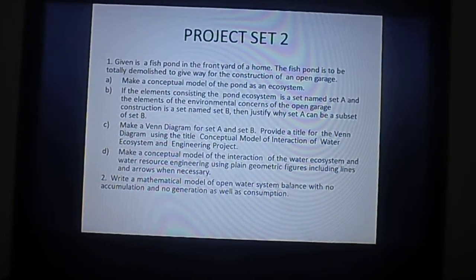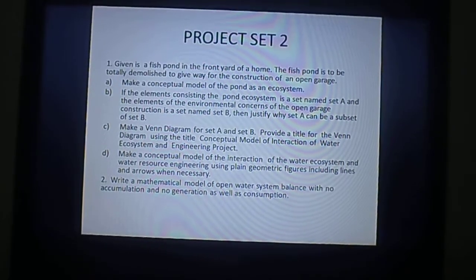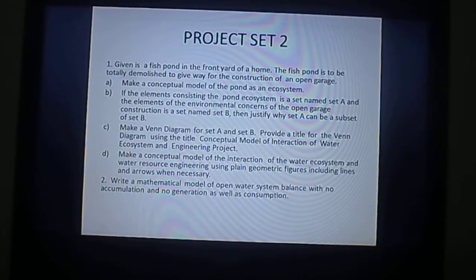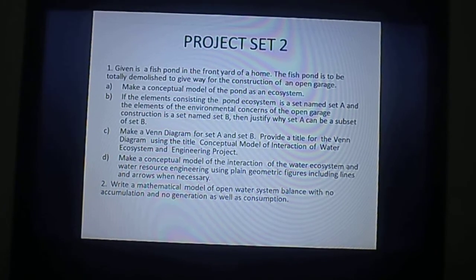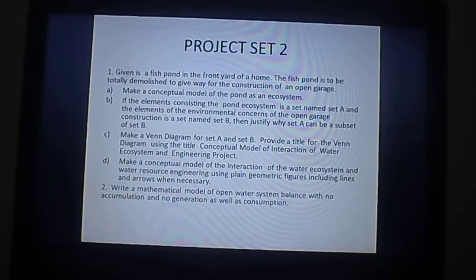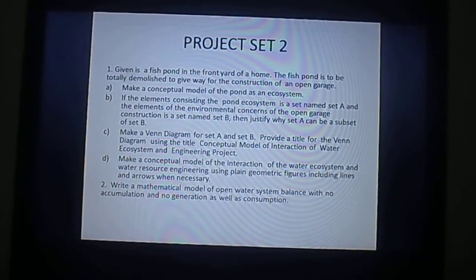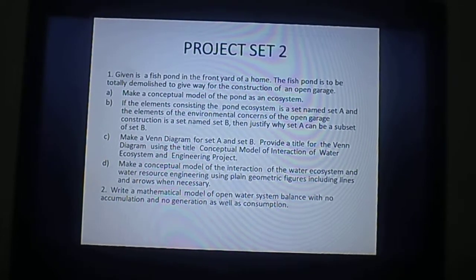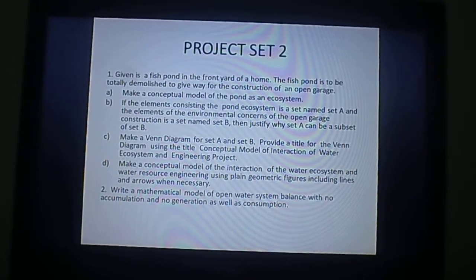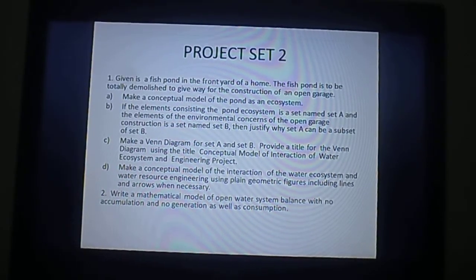Letter B, if the elements consisting the pond ecosystem is a set named set A, and the elements of the environmental concerns of the open garage construction is a set named set B, then justify why set A can be a subset of set B. Letter C, make a Venn diagram for set A and set B. Provide a title for the Venn diagram using the title Conceptual Model of Interaction of Water Ecosystem and Engineering Project.